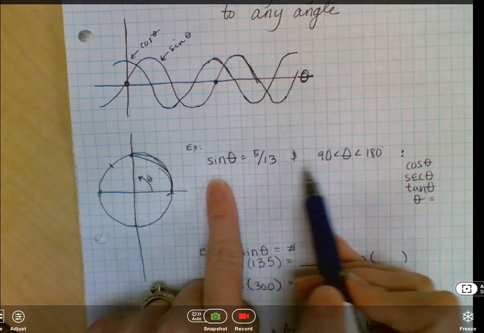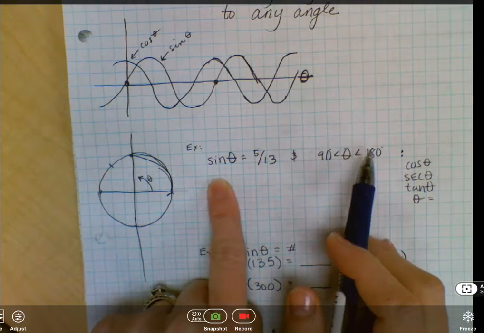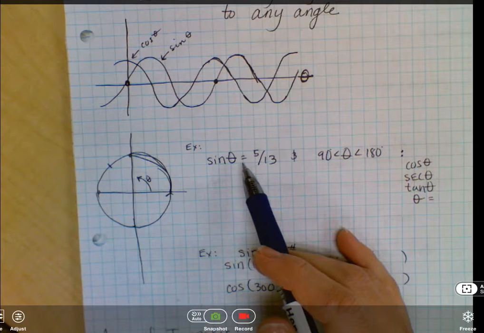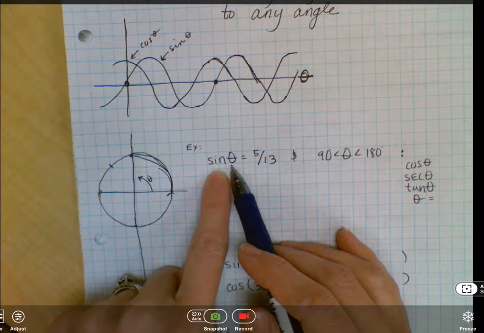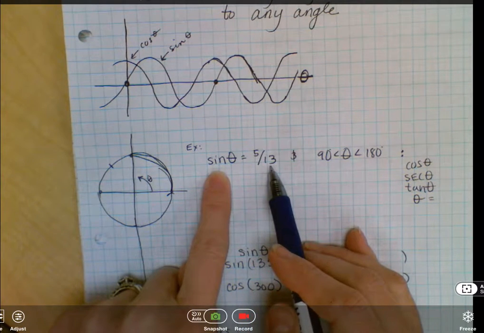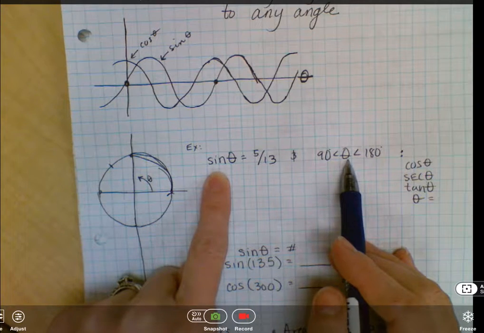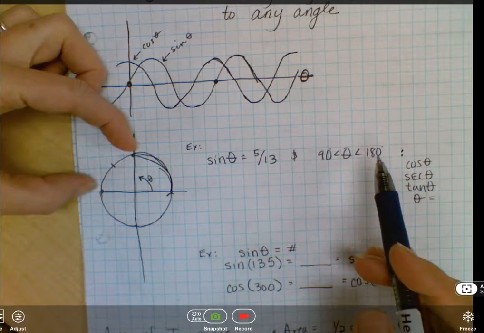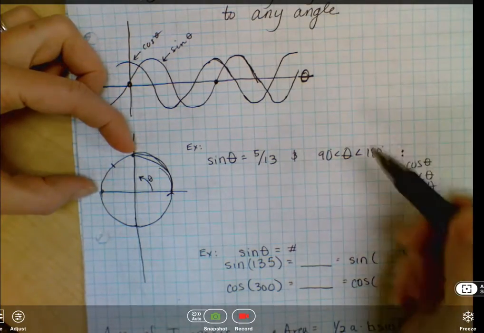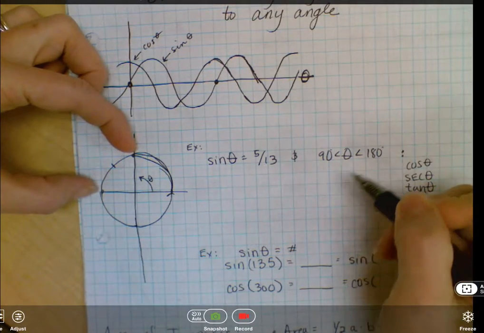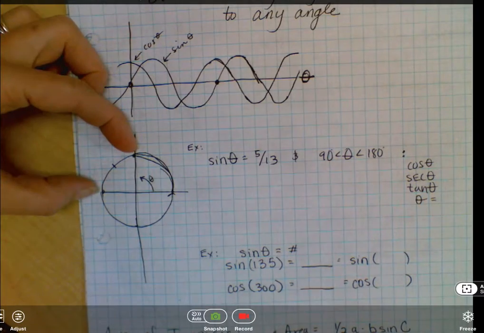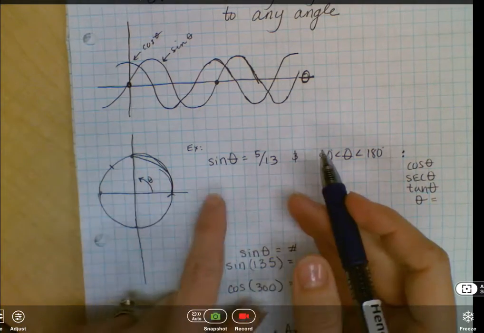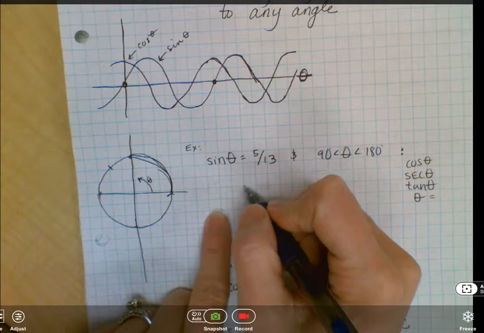So we're going to look at a couple examples of what we're going to be doing in this section. Here I have something that is the sine of some angle is 5/13, and we know that that angle lies between 90 and 180. So we're looking at this section right here. This could also be written as pi/2 to pi, and then our answers would need to be in radian form. So let's go ahead and make a little sketch.